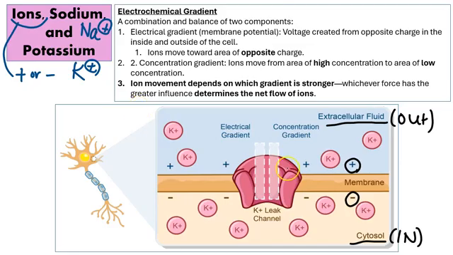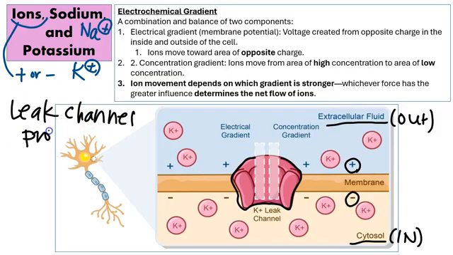Okay. Next, what do we see? We see a protein here, and this protein is going to make it easy for potassium and sodium to go in and out of the cell. Now, what kind of protein? We see a leak channel protein. This is going to allow the potassium and the sodium to passively move in and out of the cell whenever it needs.